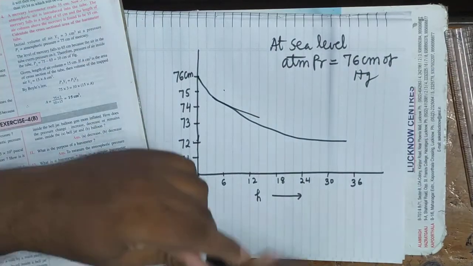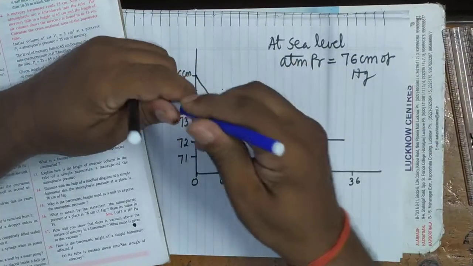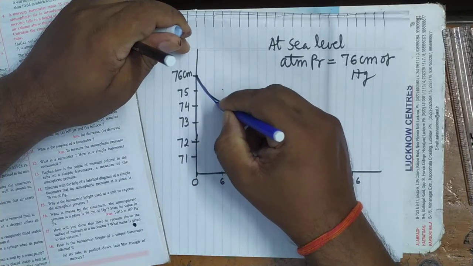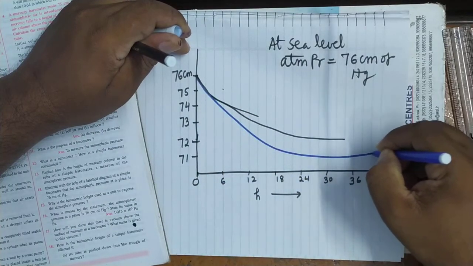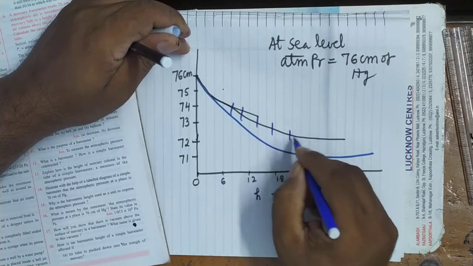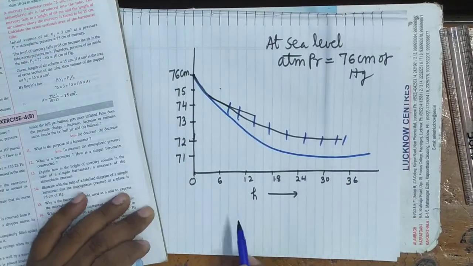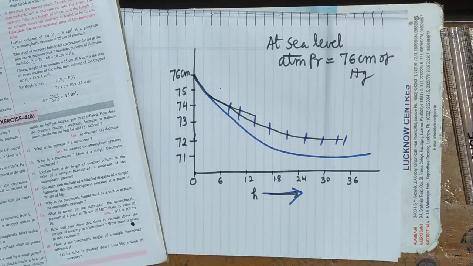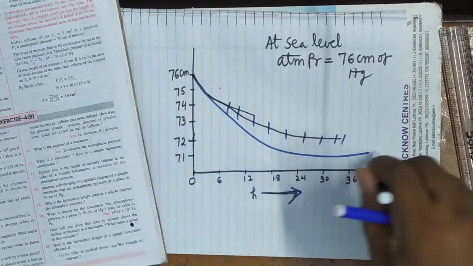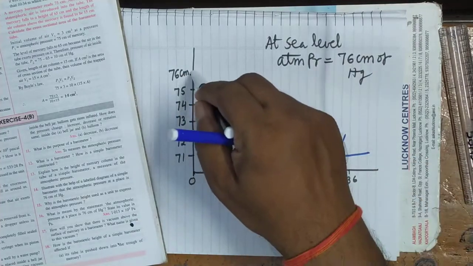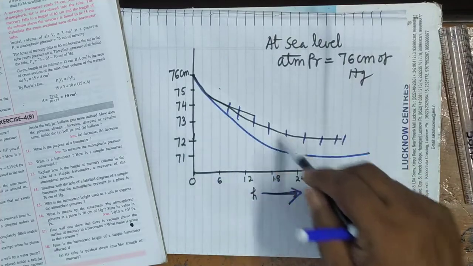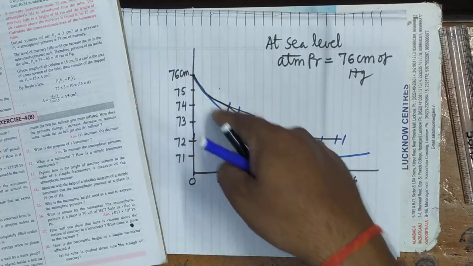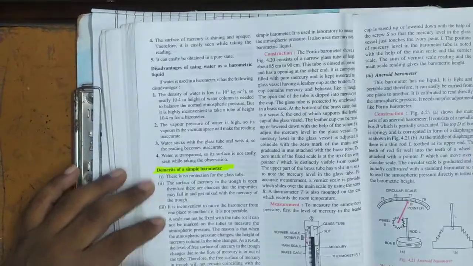It is not correctly drawn. I am drawing it with another pen. This is clear. Here it is the curve. So you can see here, as you move above sea level, atmospheric pressure is decreasing. Atmospheric pressure is decreasing in a non-linear way, not linearly. If it decreased linearly, there would be a straight line graph. So the curved graph shows that atmospheric pressure decreases non-linearly.